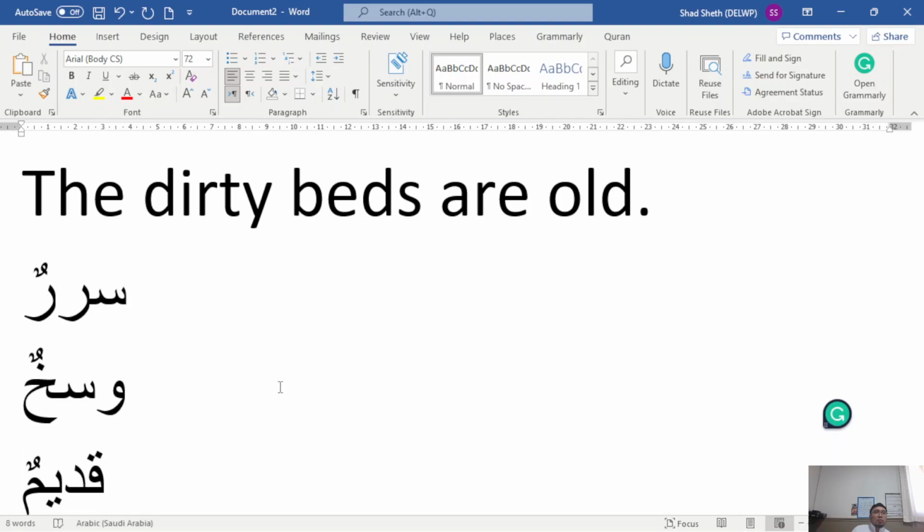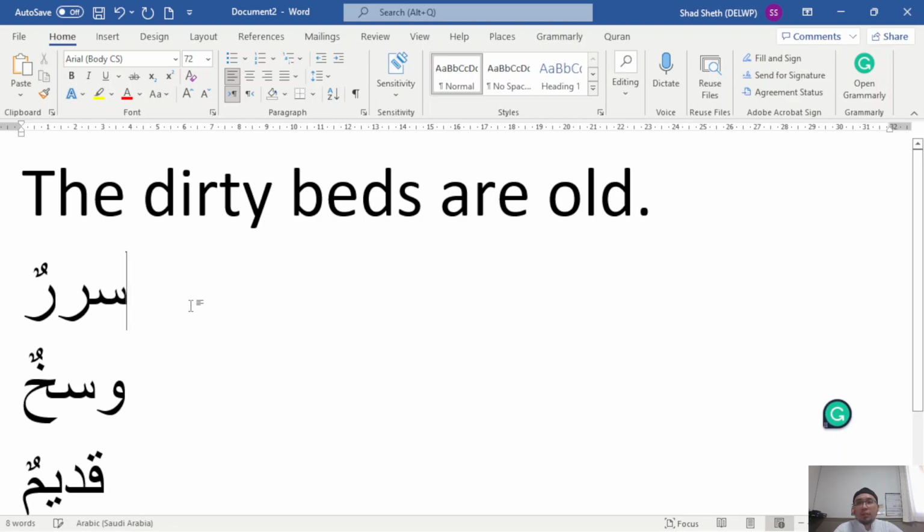Why does it have to be plural though? Because the beds are plural. But we said beds you have to treat as singular feminine. You don't need to know the plural version. As-sururu qadimatun. Slower. As-sururu wasikh. Rule for na'at. Something doesn't match there. Think about it. As-sururu wasikatun, is it? Something doesn't match.